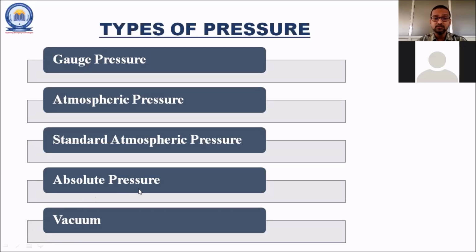The fourth type of pressure, that is the absolute pressure. The absolute pressure is the summation of the gauge pressure and the atmospheric pressure. And the final pressure, that is vacuum. Vacuum is also considered as a type of pressure, and it is defined as the pressure below the atmospheric pressure. So whenever we are moving in the negative direction of the atmospheric pressure, then we can tell that we are moving towards the vacuum conditions. And for measuring the vacuum as a type of pressure, we are using torr as the unit. So these are the 5 different types of pressure.